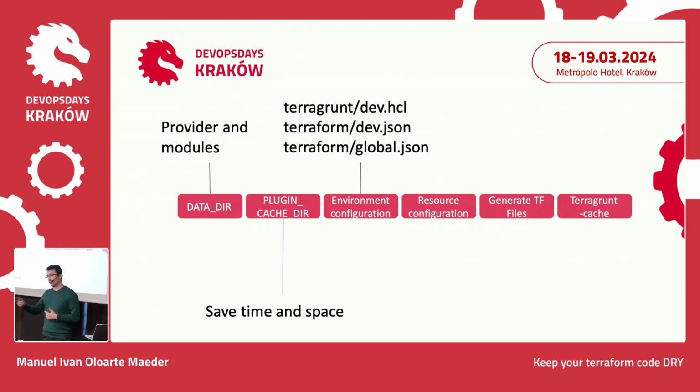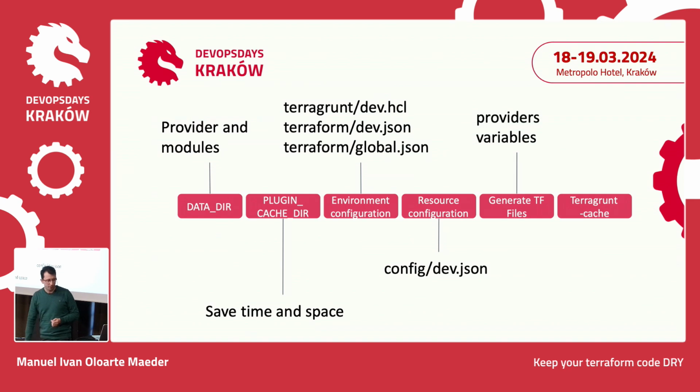So we run Terragrunt, and I set the environment name dev. And so Terragrunt will look up, first of all, the dev HCL file and the dev JSON file for really global variables. And then it will look up the resource which I just showed you before, where it looks at the directory with the config dev JSON. All right.